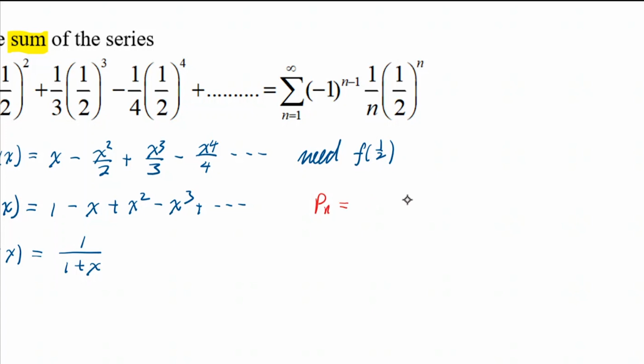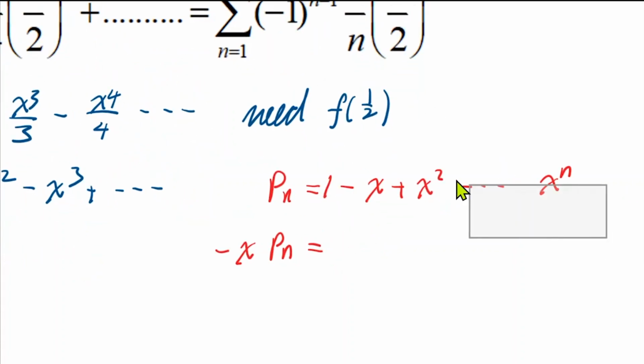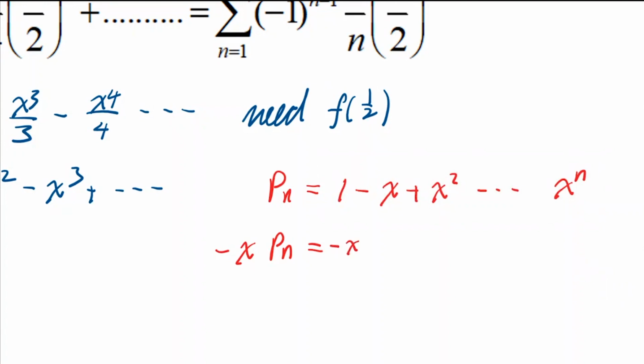So P_n of x, we have to terminate the series. So 1 minus x plus x squared and so on, all the way to x to the nth power. You notice that I conveniently did not write the sign of this because it's plus or minus, depending on n. And then we multiply both sides by the common ratio, so let's multiply by negative x. So we have negative x and plus x squared minus x cubed and so on, and this will end with x to the n plus 1. You with me?